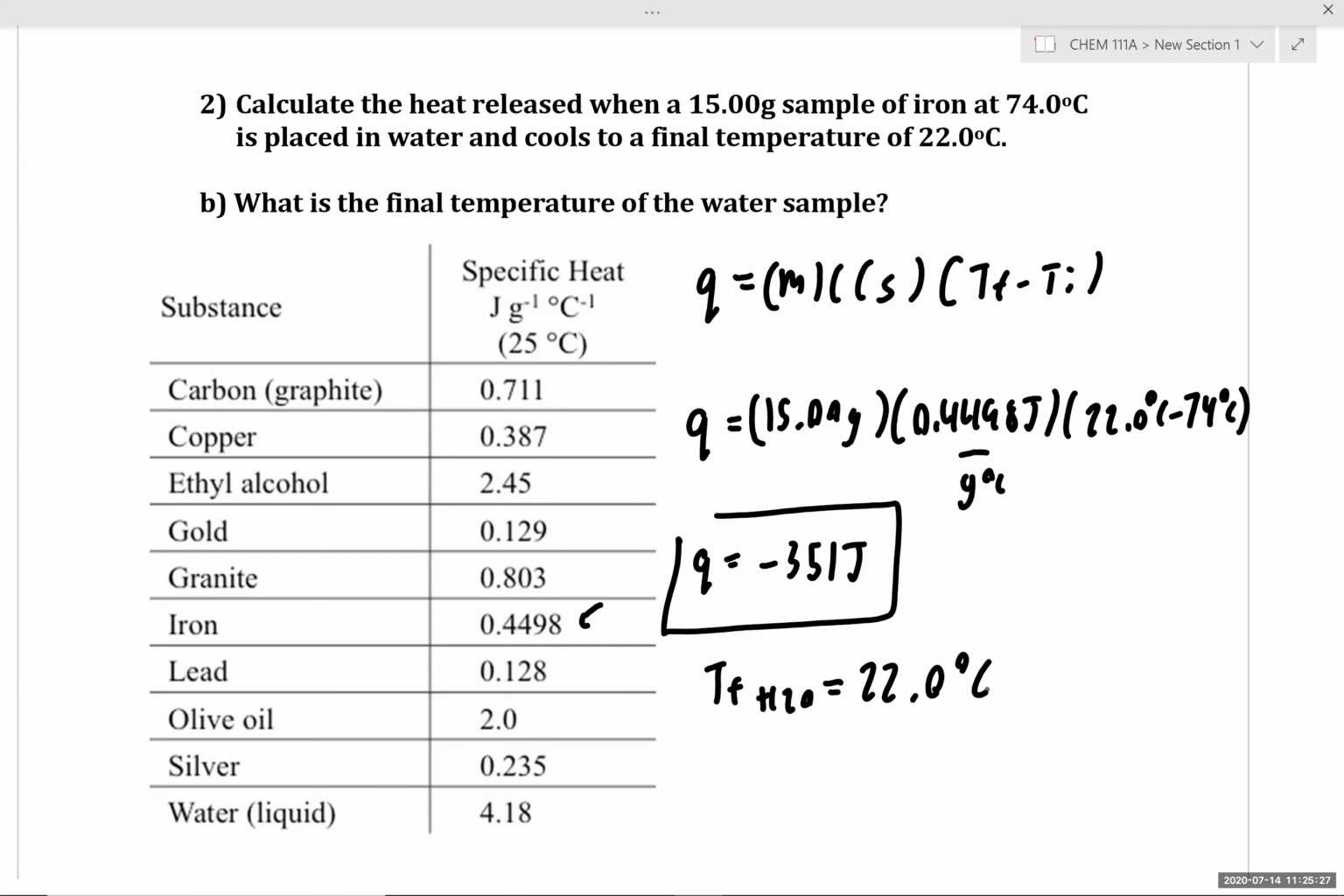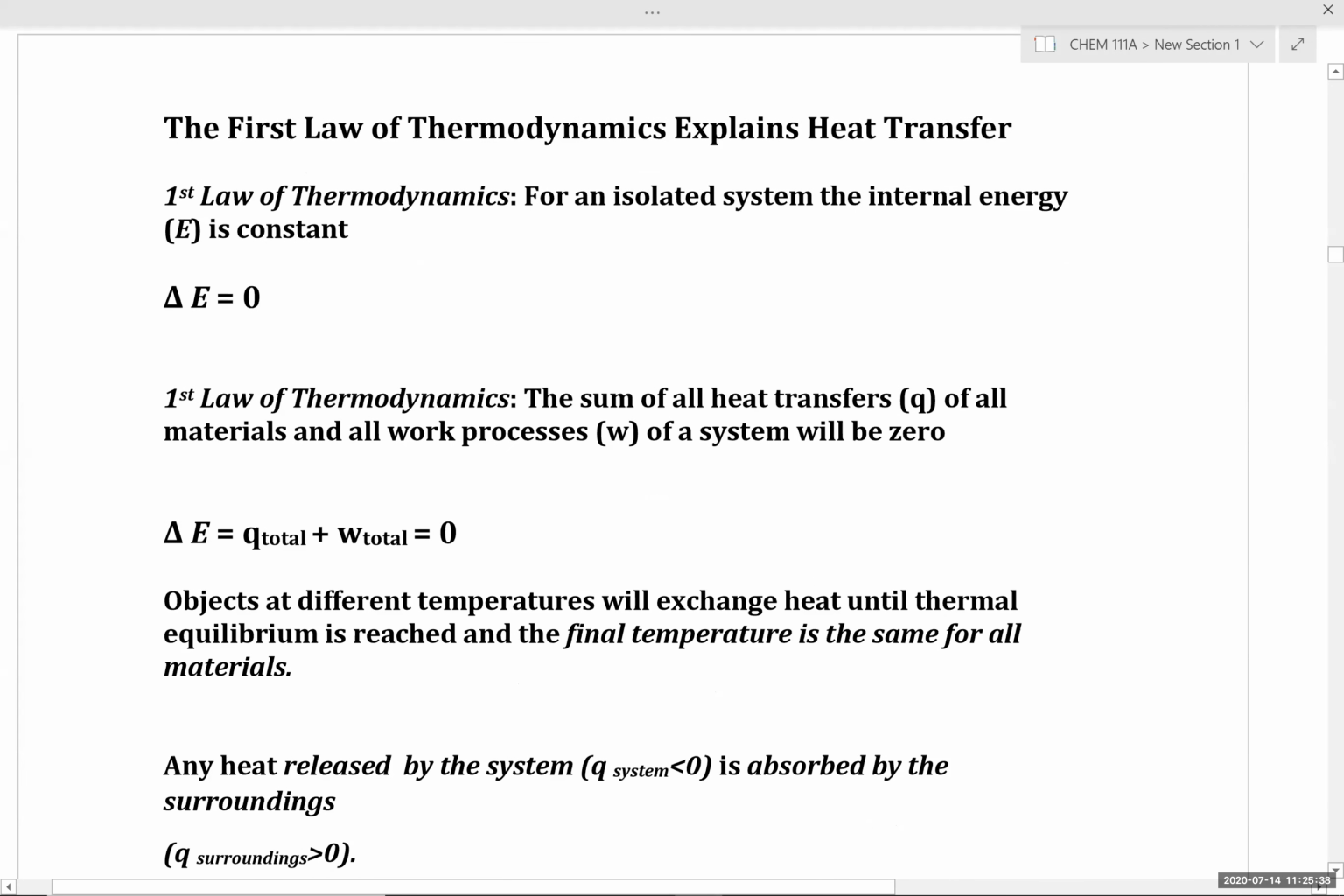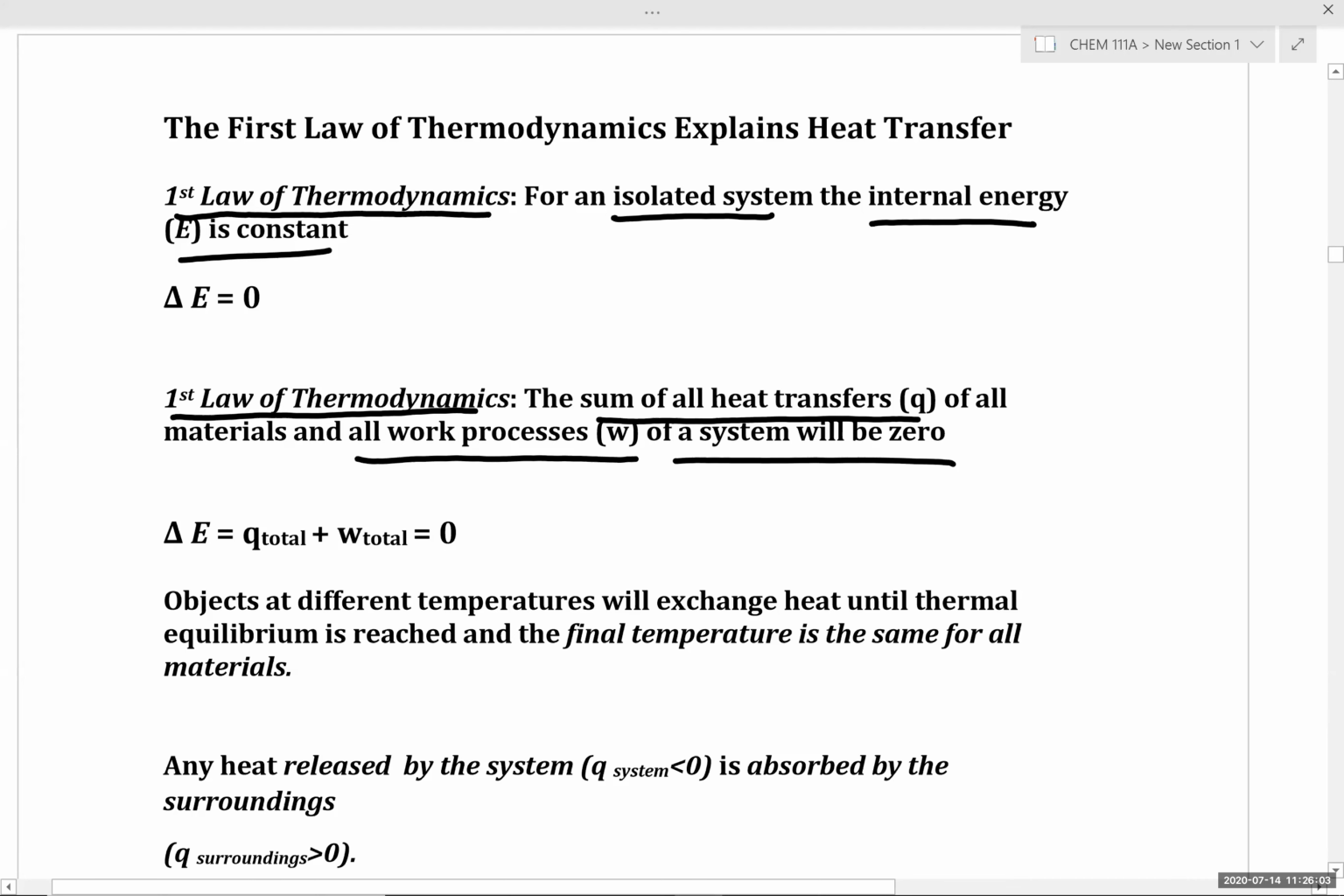Okay, so let's try to explain heat transfer between objects. And to do that, we're going to apply the first law of thermodynamics, which states that for an isolated system, the internal energy is constant. Another way of phrasing the first law of thermodynamics is that the sum of all heat transfers of all materials and all work processes of a system will be 0.